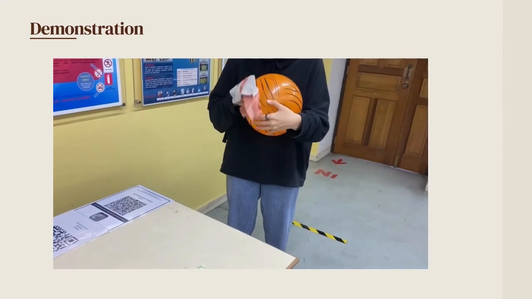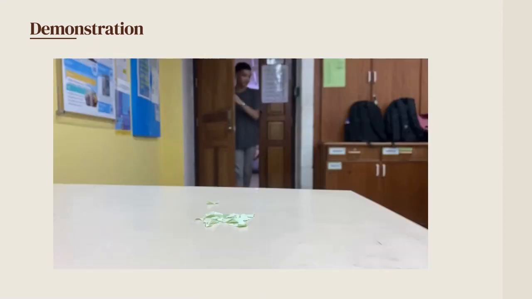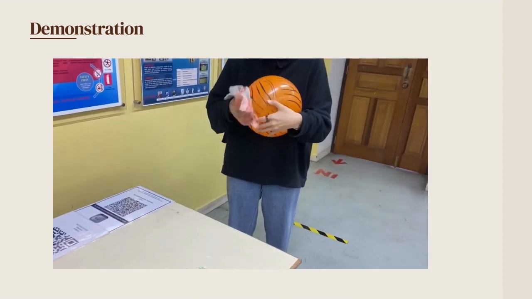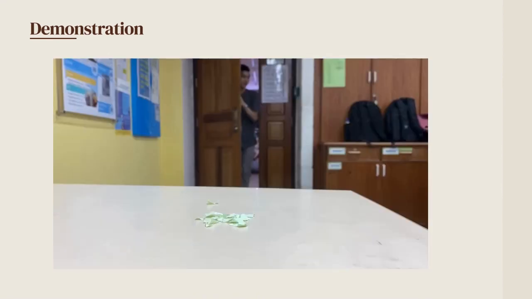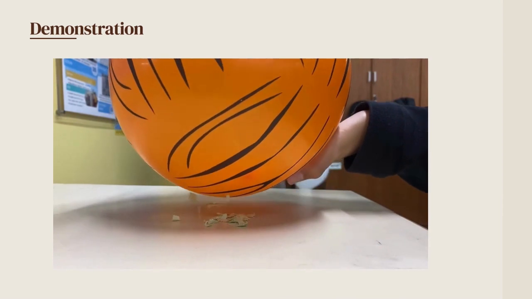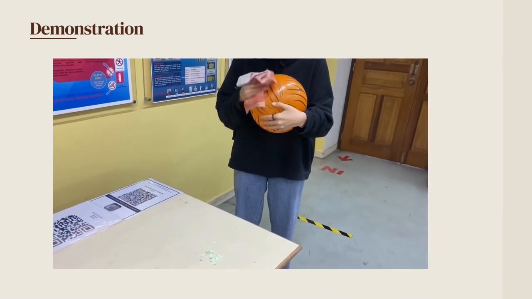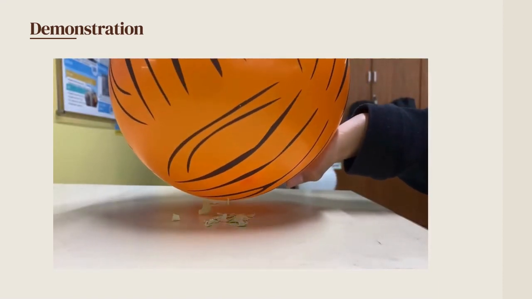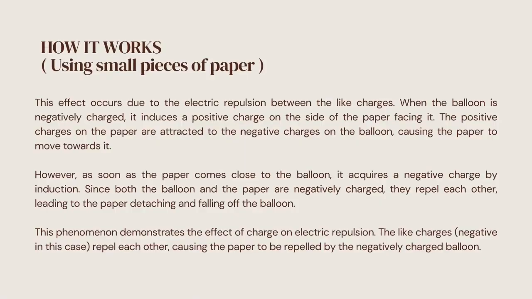Next, I'm going to explain how this experiment works. Firstly, you have to rub the balloons against a material that easily generates static electricity, such as a towel or your hair. After rubbing, the balloon becomes negatively charged while the material you rub against may acquire a positive charge. Now, bring the charged balloon close to the small piece of paper without touching it. You will notice that the paper is attracted to the balloon and may even stick to it for a brief moment before falling off.